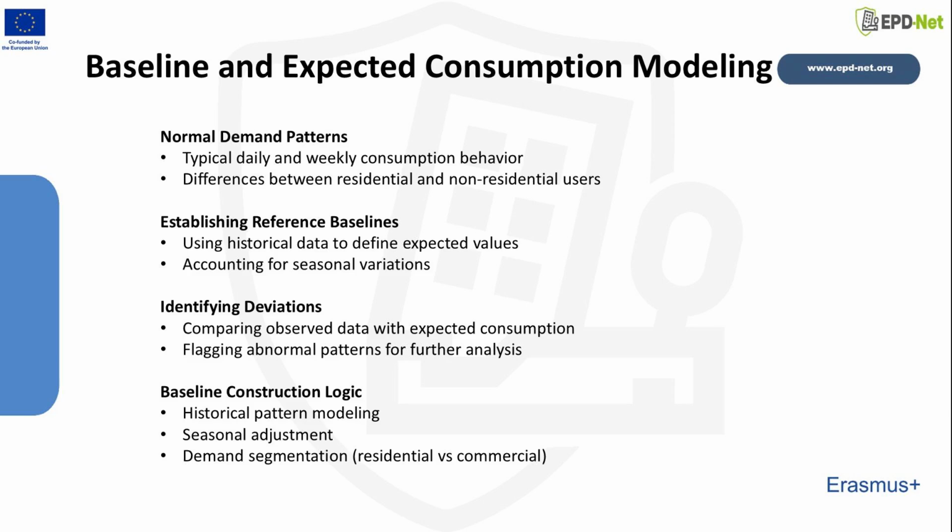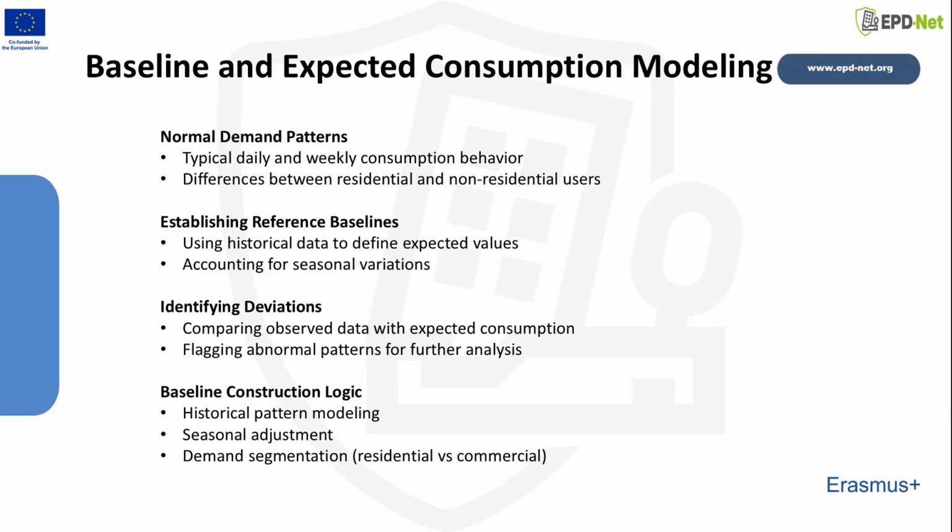Baseline and expected consumption modeling is a key step in data-driven leakage detection. Normal demand patterns describe how water consumption typically behaves over time, including daily and weekly cycles. These patterns often differ between residential, commercial, and industrial users. Reference baselines are established using historical consumption and flow data.